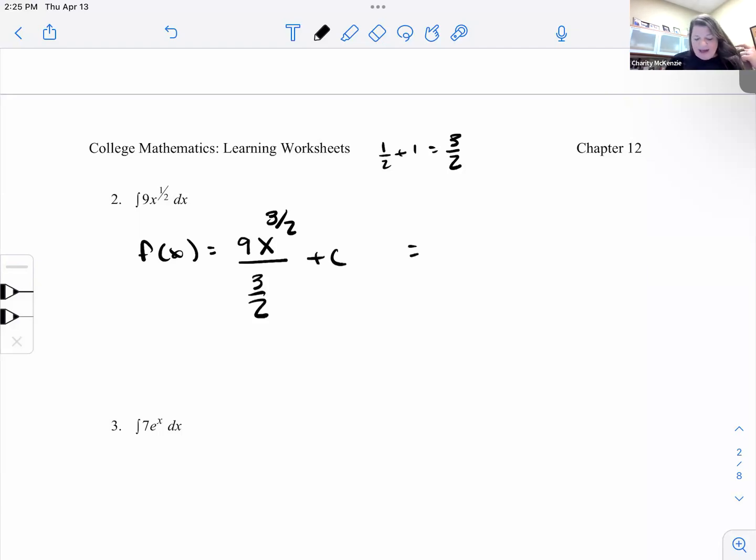We can simplify. When we're dividing by a fraction, we just flip it and multiply. Or you can just take your calculator. What is 9 divided by, in a parenthesis, 3 divided by 2? I get 6. So some way you can see the 2 goes up and multiplies by the 9, which is 18 divided by 3. So we end up with just a pretty 6 out front. X to the 3 halves plus c. Can't forget that part.